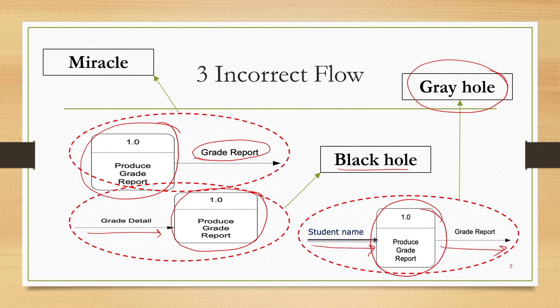So, while creating DFD, you should always keep in mind that you must specify an output data flow when you are dealing with a process with an input data flow, or you must specify an input data flow when you are dealing with a process with an output data flow, and you must specify source and sink of input and output data flows for any process.